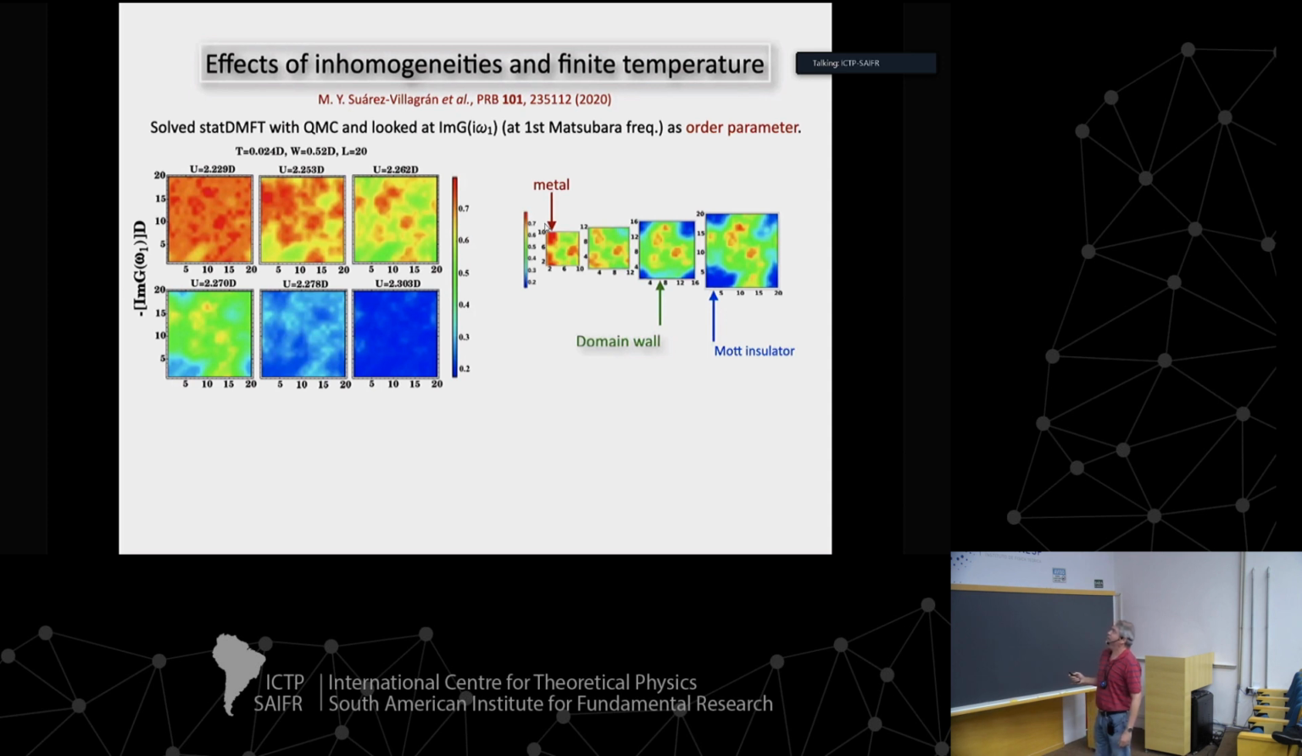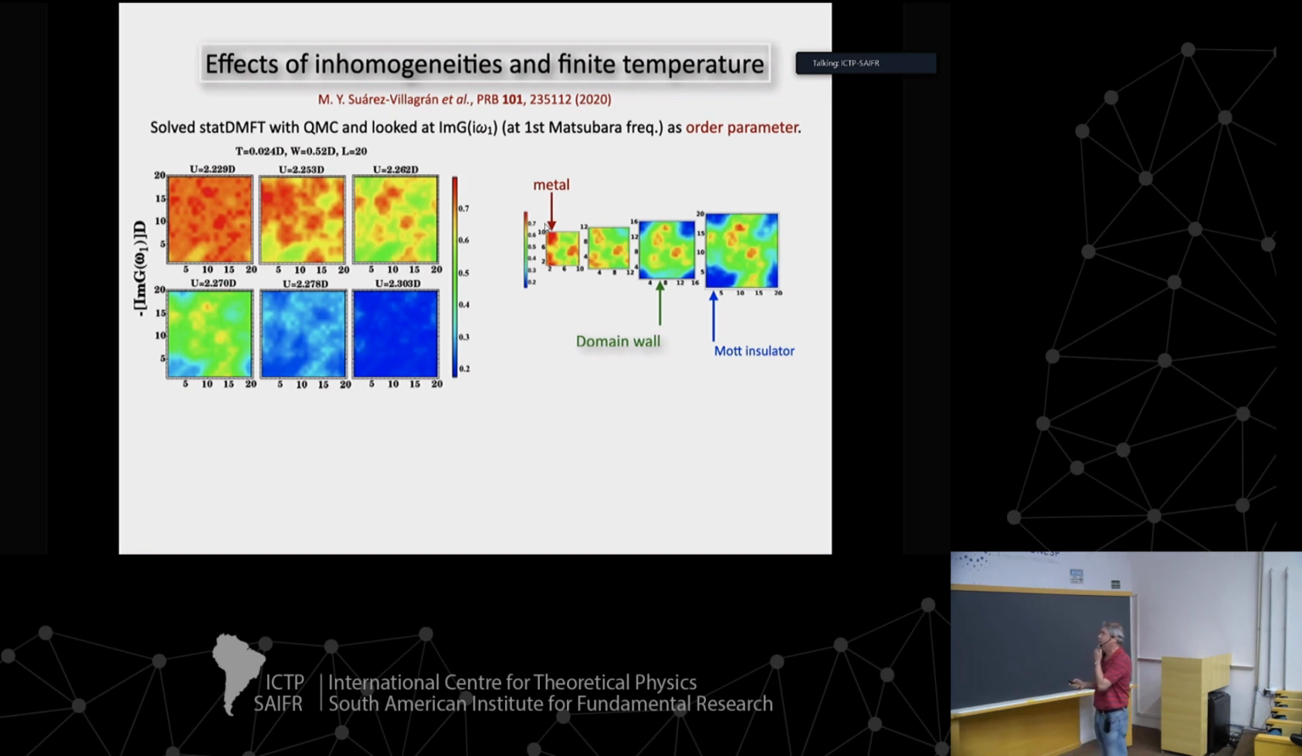So the thing to be looked at here is that the metal, which is the red part, and the insulator, which is the blue part, are separated by these green domain walls, and they're not small. They're fairly large, even compared to the size of the puddles.